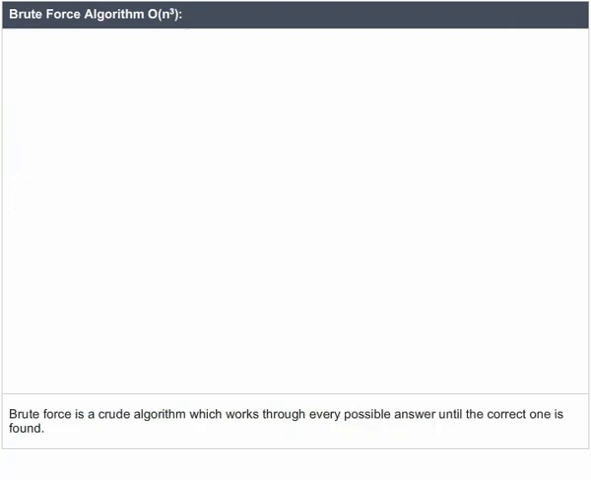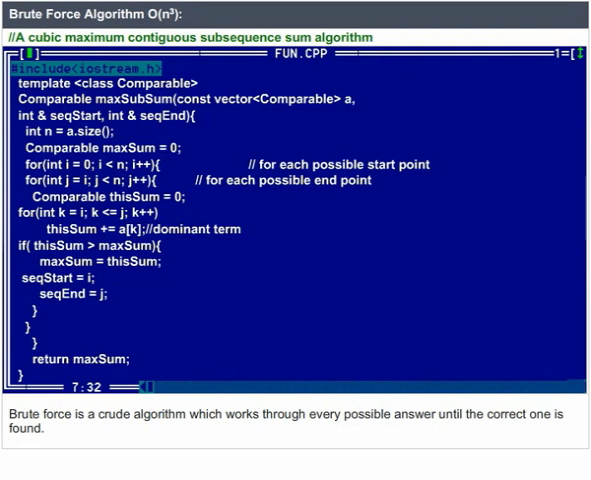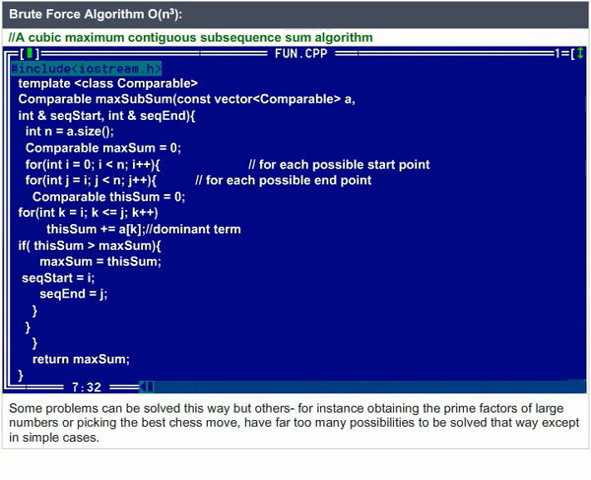Brute force algorithm, O(n^3). Brute force is a crude algorithm which works through every possible answer until the correct one is found. Some problems can be solved this way, but others, for instance obtaining the prime factors of large numbers or picking the best chess move, have far too many possibilities to be solved that way.